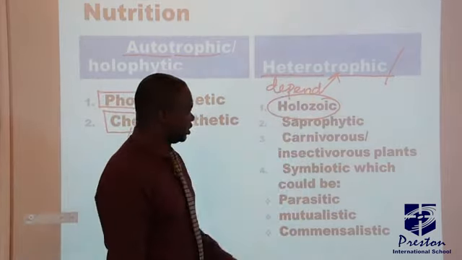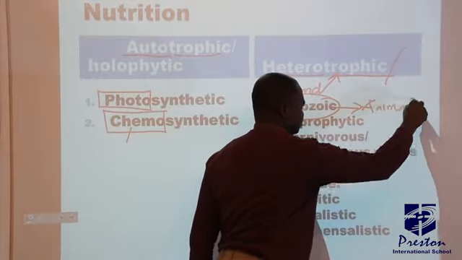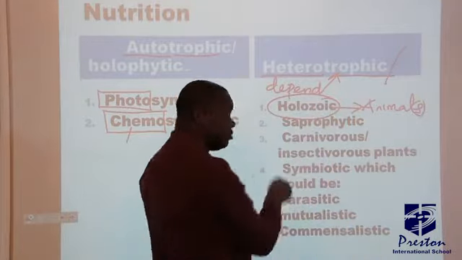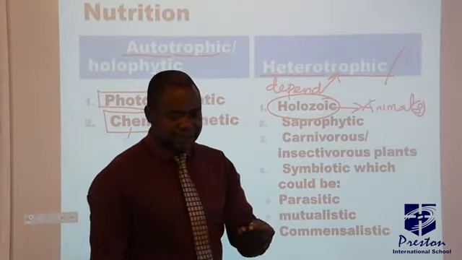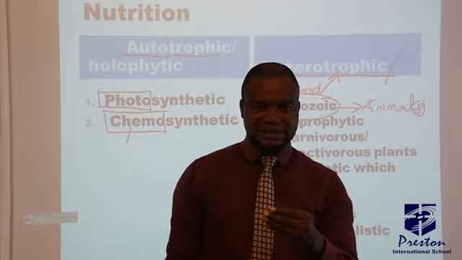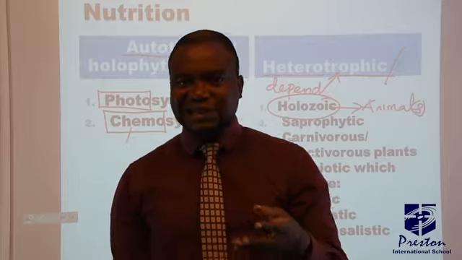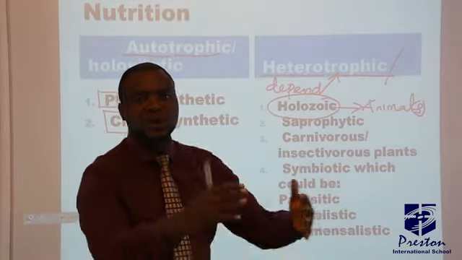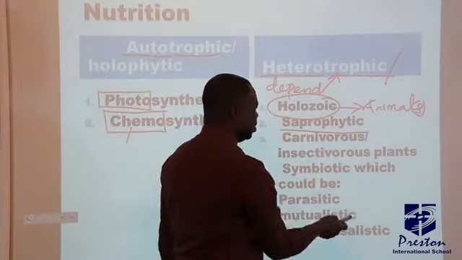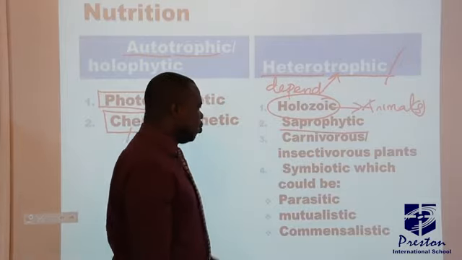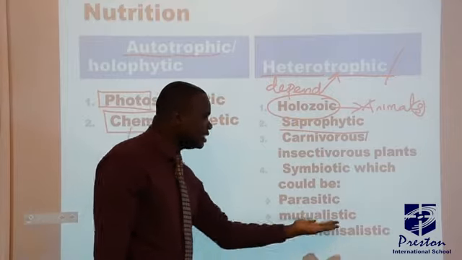Then under heterotrophic, we have holozoic. This one is exhibited mainly by animals. That is why you can never take heterotrophic to be the same thing as holozoic. Okay, the process by which organisms get, ingest, I-N-G-E-S-T, digest, assimilate, then egest, E-G-E-S-T. So they're able to ingest, remove the solid, undigested food materials from their body system. Then we have saprophytic, we have carnivorous or insectivorous plants, we have symbiotic, which could be parasitic, mutualistic or commensalistic.